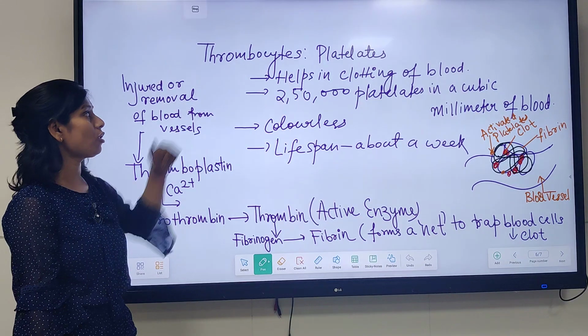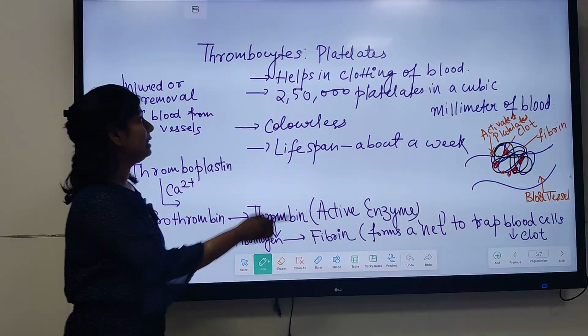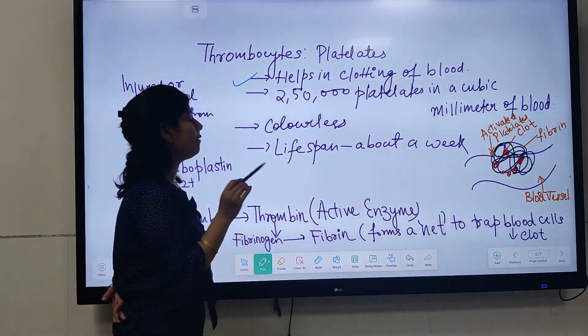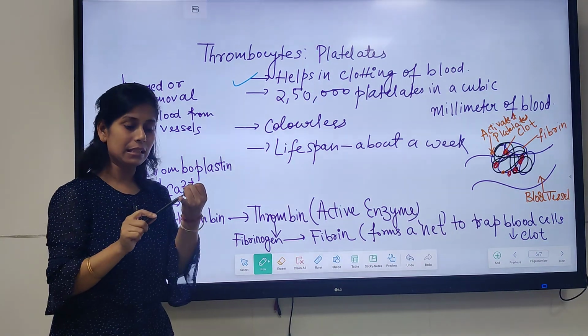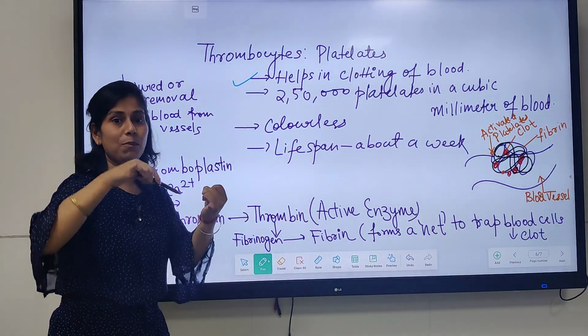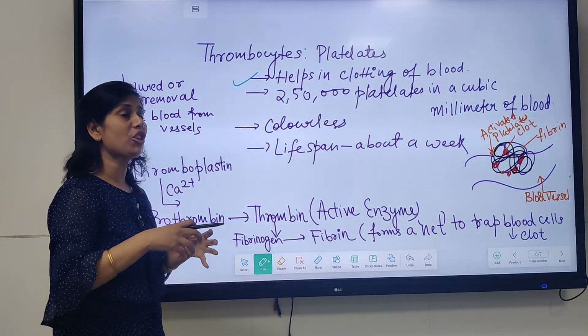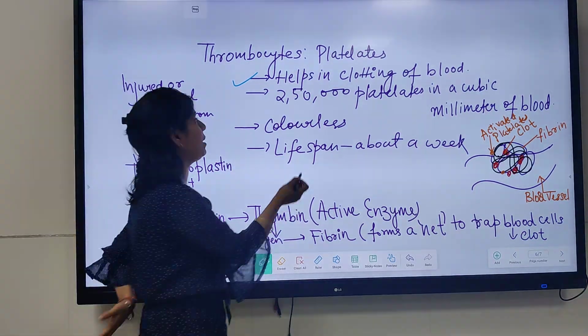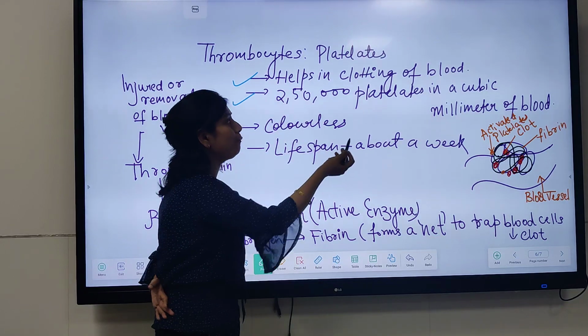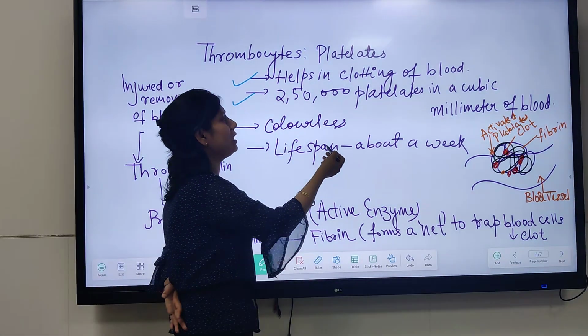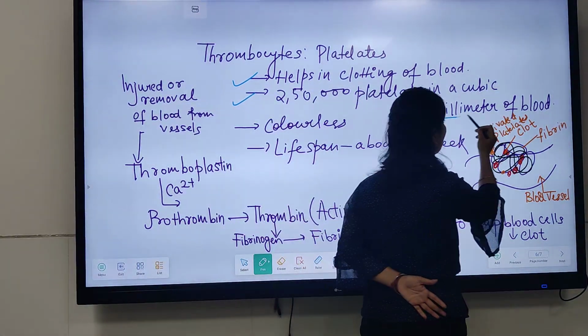Thrombocytes. Thrombocytes are also known as platelets. They help in clotting of blood. Very importantly, when you get hurt and some tissue gets damaged, blood oozes out. So they help in clotting the blood, the formation of a clot, coagulation of blood. How many platelets are there? Around 250,000 platelets per cubic millimeter of blood.